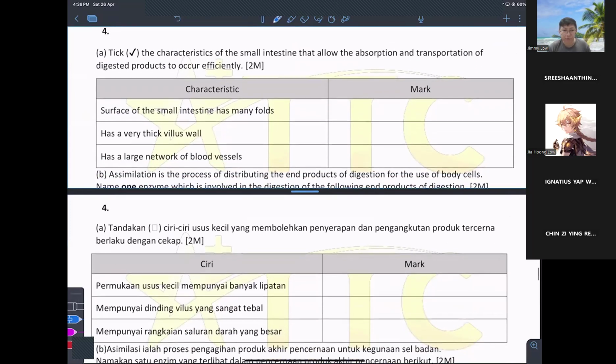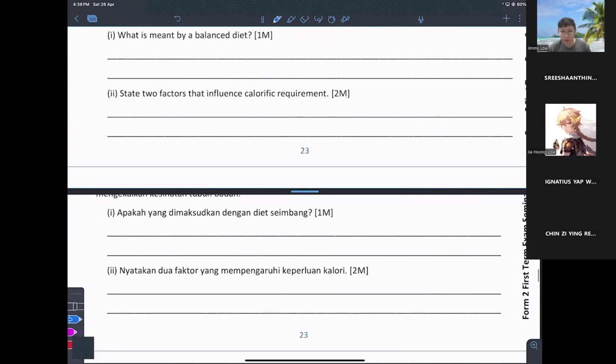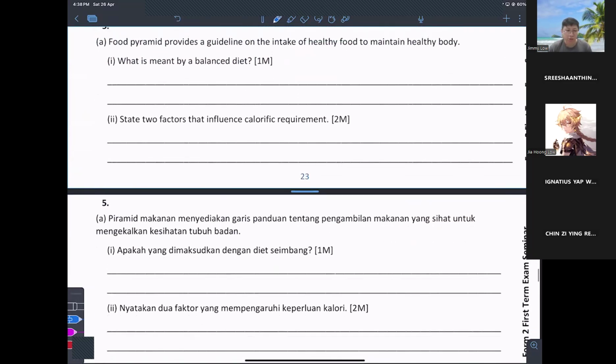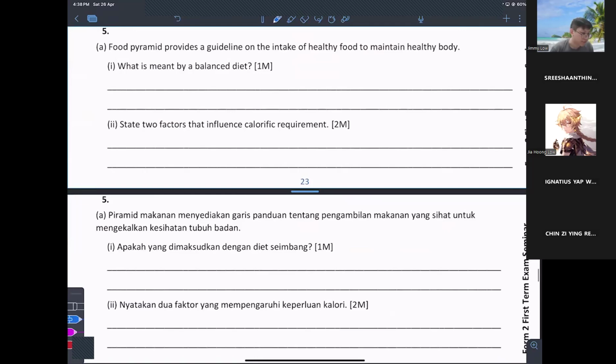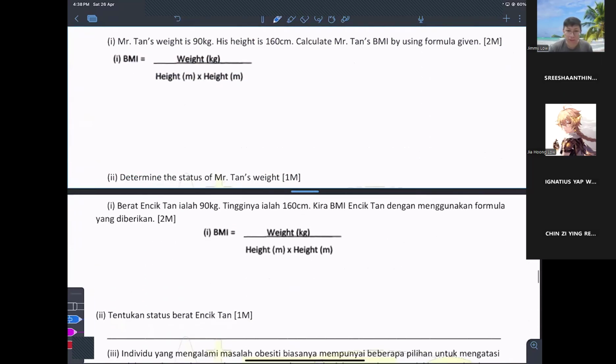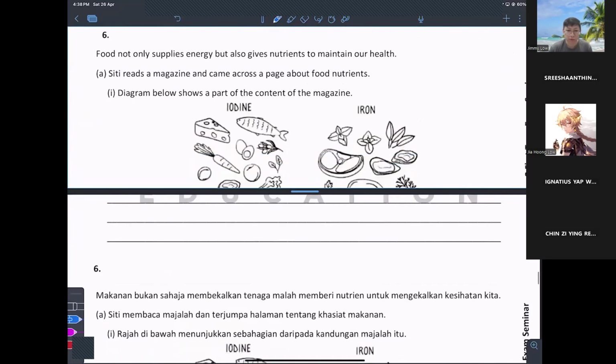Okay, so question number 4. I mean, all these things here are actually your section B stuff lah. Okay, so we don't do section B. We go to here.